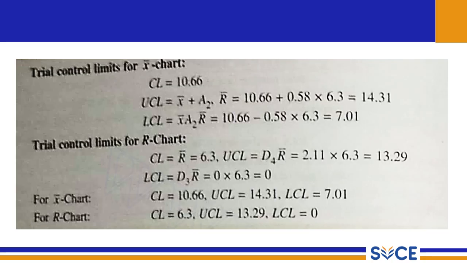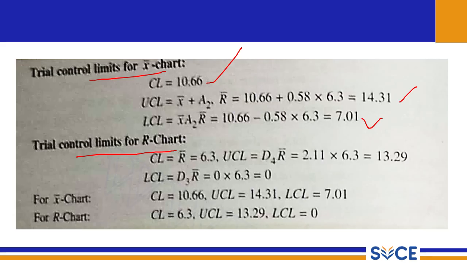And this is the formula to find the upper control and lower control limit. Upper control is X bar plus A2 into R bar, and lower control is X bar minus A2 into R bar. So we are going to substitute all the values and find the upper control and lower control. These are the trial control limits for the X bar chart. We already found the CL, that is the center line, and the upper control and lower control are given.